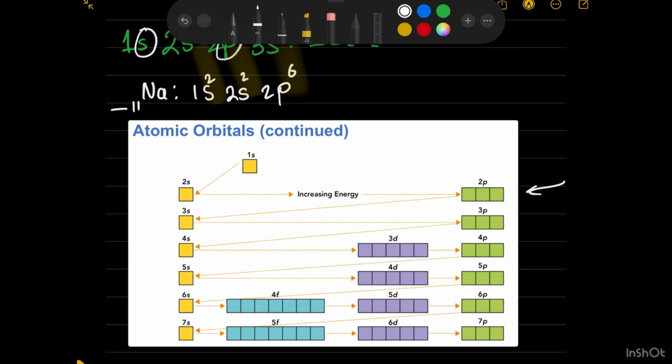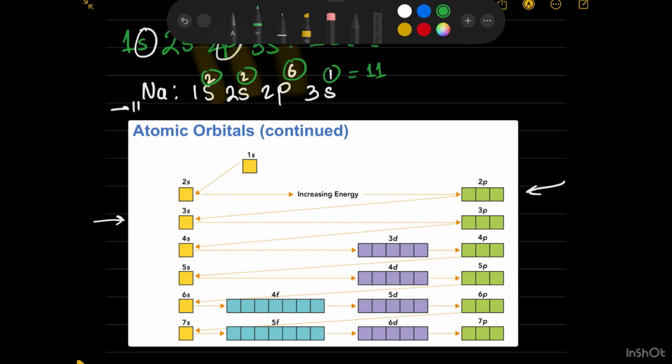So we need one more electron. After filling the 2p, what is the next one? Here we go to the 3s, and how many electrons do we actually need? We need only one, and that's why we write 3s1. So if you count the number of electrons here, 1 plus 6 plus 2 plus 2, the overall is 11, and that's why this is the best way of representing, to write the electronic configuration.